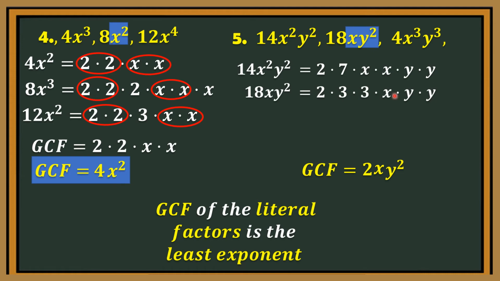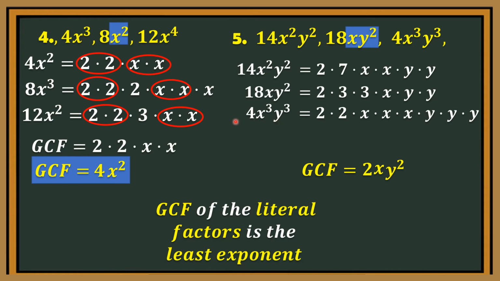Next, 2 times 3 is 18. x and then y times y. 2 times 2, 4. x times x times x is x cubed. y times y times y is y cubed.